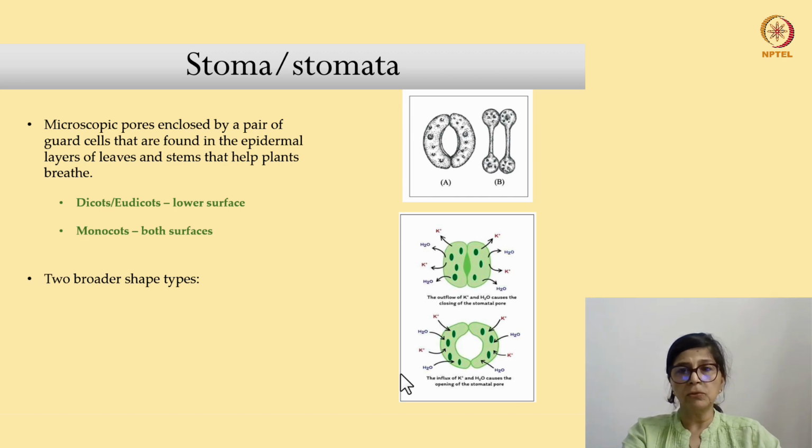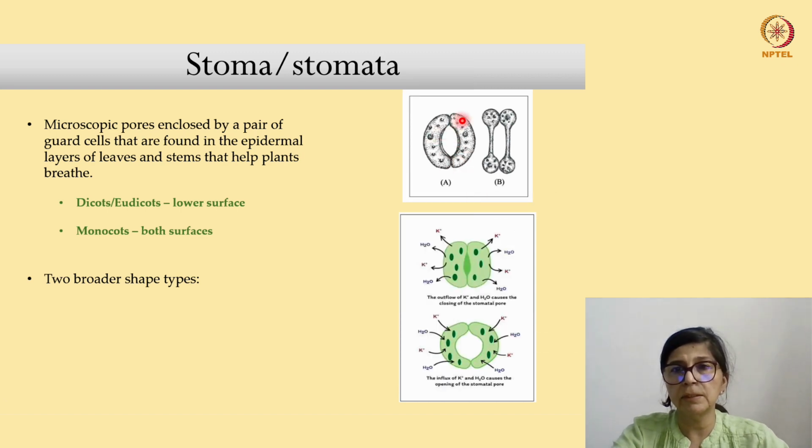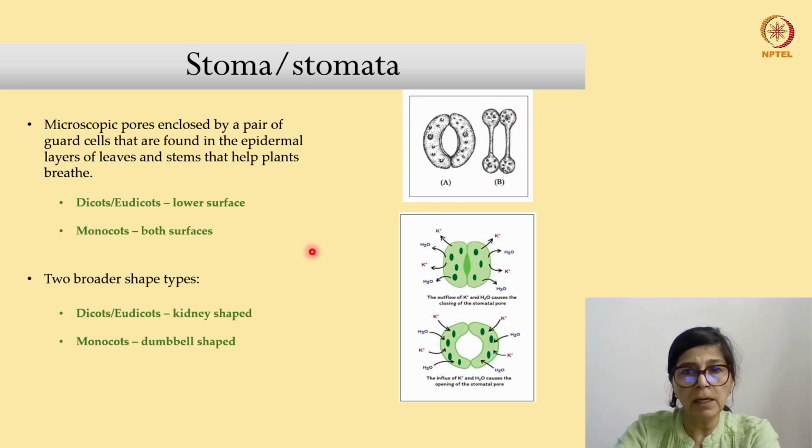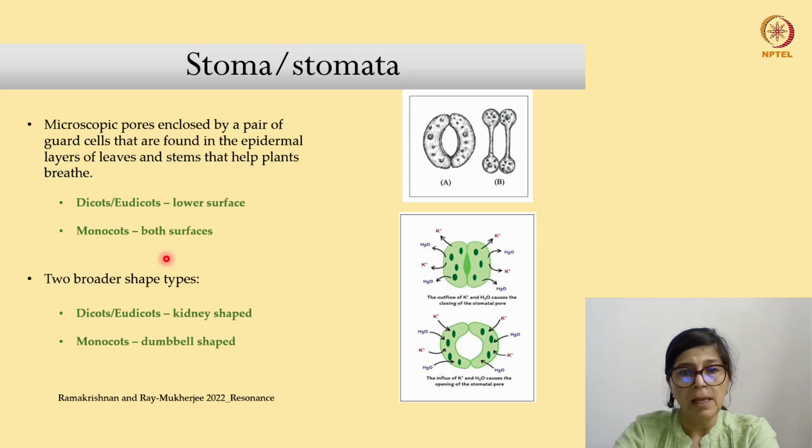So, two broader shapes of stomata. These are the kidney shaped stomata and these are the dumbbell shaped stomata. Kidney shaped stomata are found on the dicots and eudicots, whereas the monocots have the dumbbell shaped stomata. So where and when this evolution took place and why, that is very interesting to know. One of my undergraduate students and myself wrote this Resonance article on stomata. Feel free to go and look it up, and these figures are all from that article.